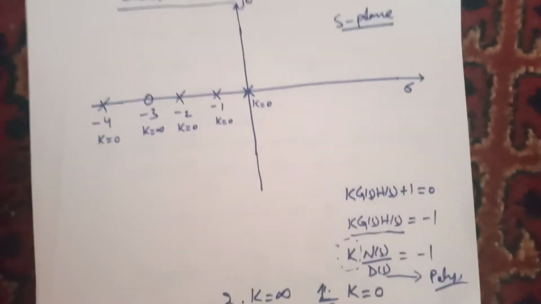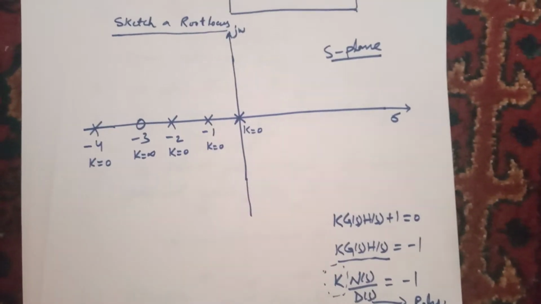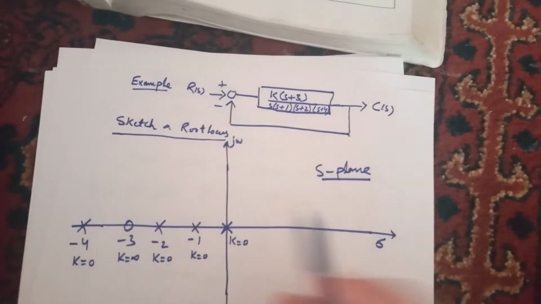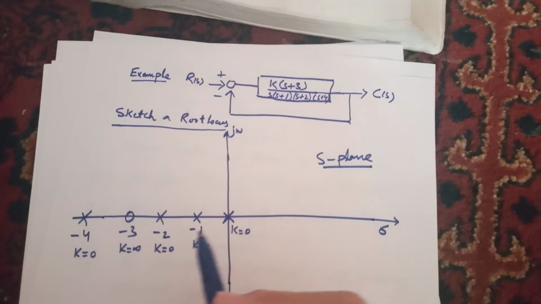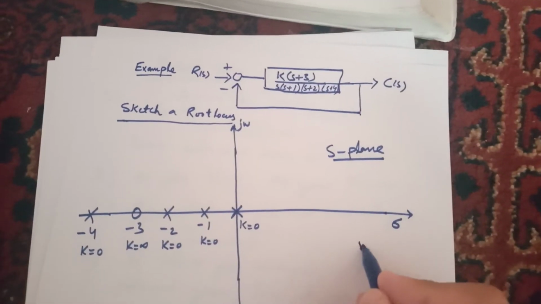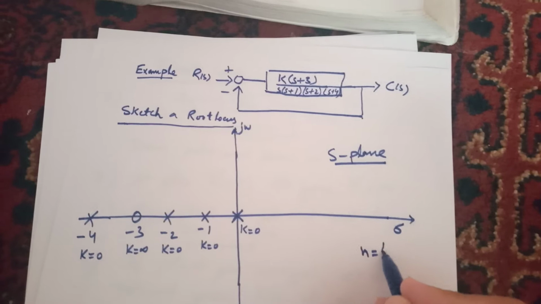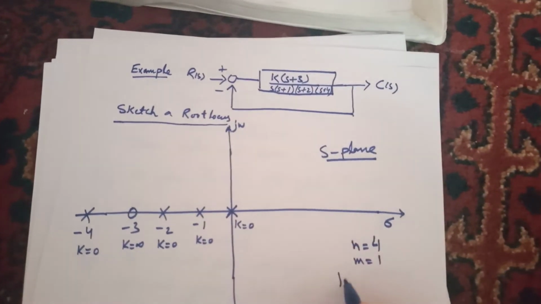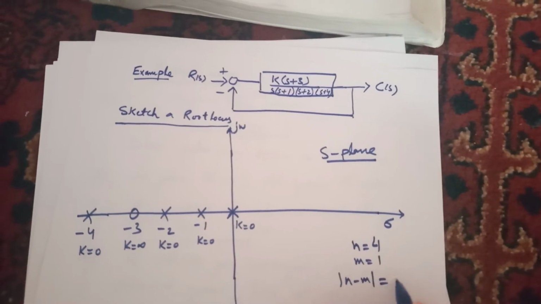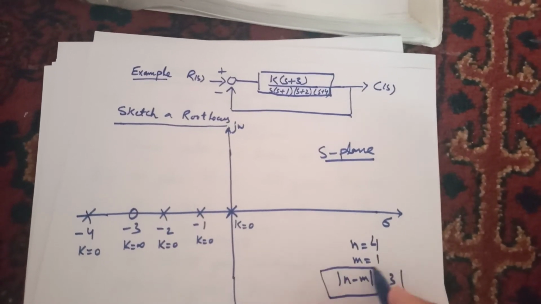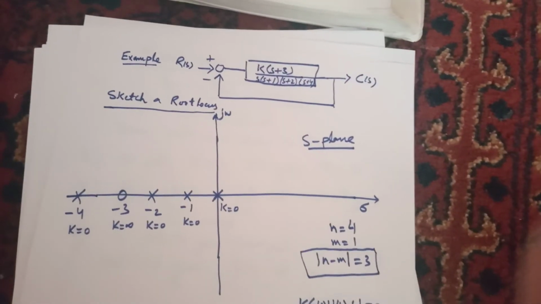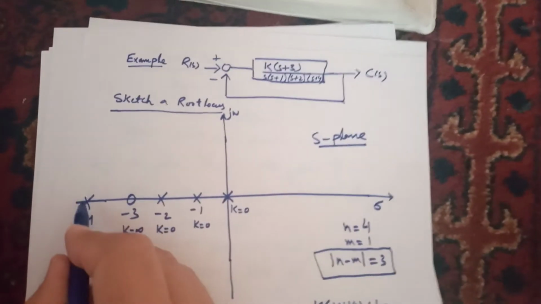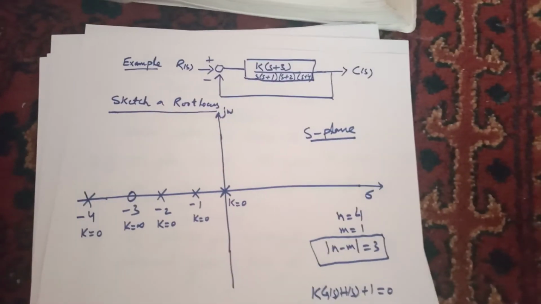Now the next thing is root locus on the real axis. Before starting this, we have to count the number of poles and zeros. How many poles? 1, 2, 3, 4. So this means that n is equal to 4. Number of zeros, 1, so m is equal to 1. We must know the difference, n minus m equal to 3. So there are three zeros that are missing, and they must be at infinity. Now we don't know in which direction infinity is. So how do we do that?